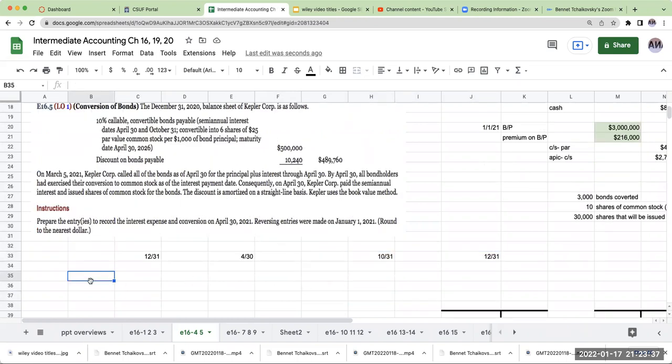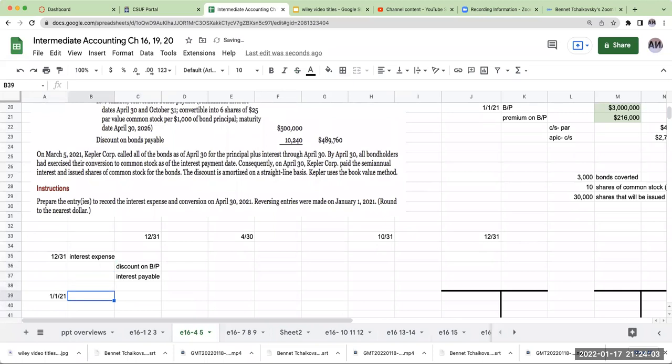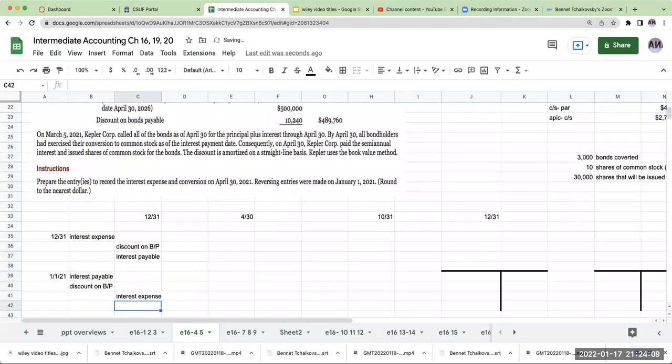Typically, you would ask, how do I do a reversing entry? Well, I would debit interest expense, credit interest payable on 12/31, and you would obviously have a discount on bonds payable. Then on 1/1/21, you would essentially reverse the entry. So when you pay the cash for interest, you don't have to worry about the interest payable.